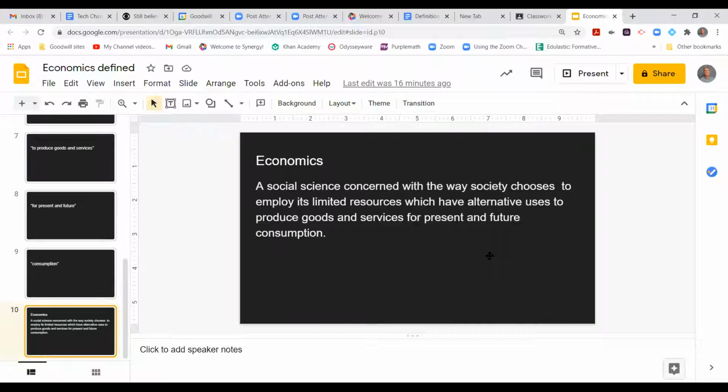You put it all back together. Social science concerned with the way society chooses to employ its limited resources, which have alternative uses, to produce goods and services for present and future consumption. Anybody have comments or questions about that definition?